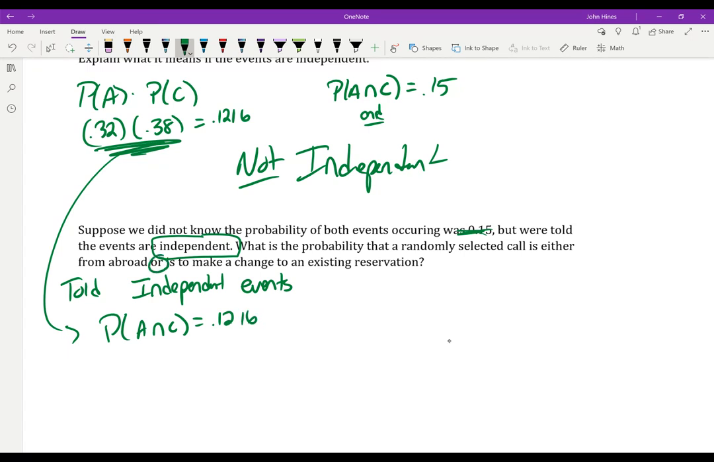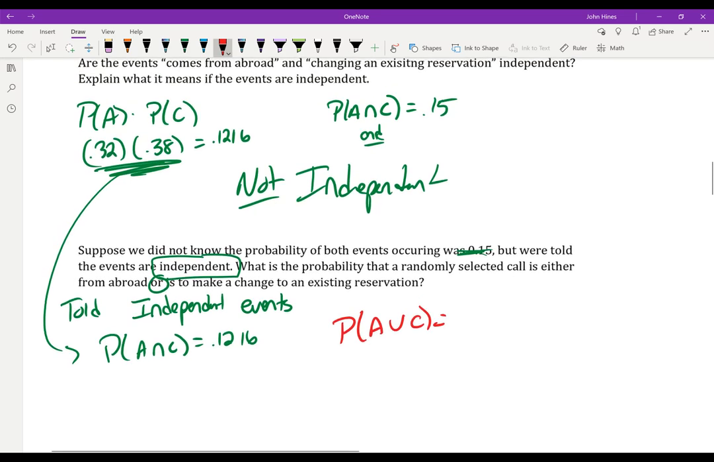Now what's the OR formula? What's the probability that the call is either from abroad or to change? So the OR formula, A or C equals, well, what does it equal? A plus the other one minus the AND. In this case, I use their product as the AND because I was told they were independent.